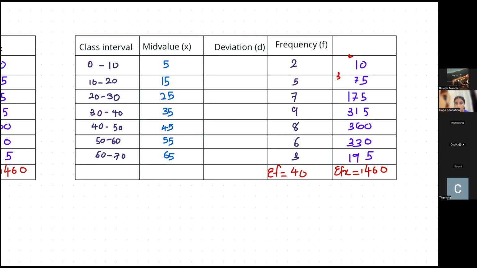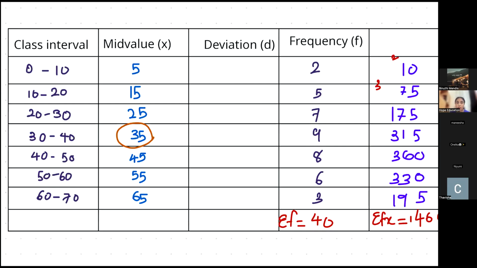Let's look at the frequencies. Our class interval with the highest frequency is this class interval. Its mid value is what we take as the assumed mean. Okay, so assumed mean is 35. If they don't tell you which one to use, you take the mid value of the model class. Model class is the class interval with the highest frequency. So the mid value of the model class is 35. Now let's find the deviation. From each mid value we subtract the assumed mean.